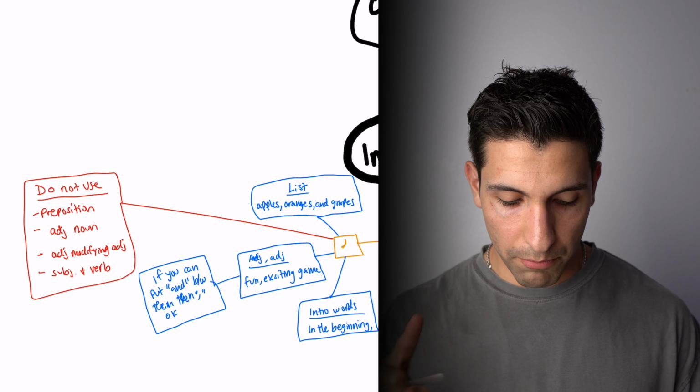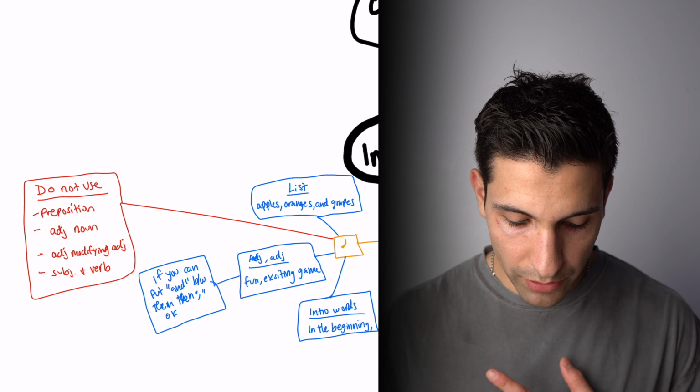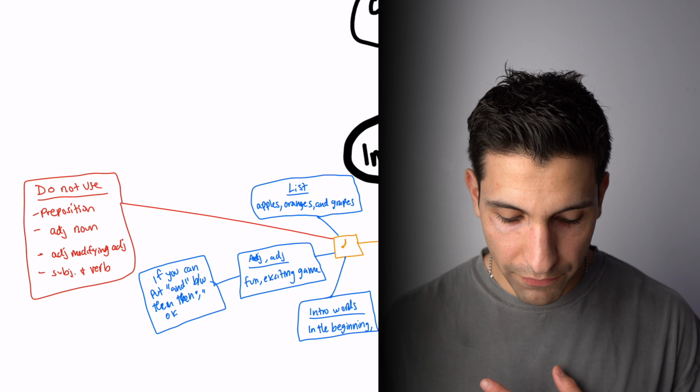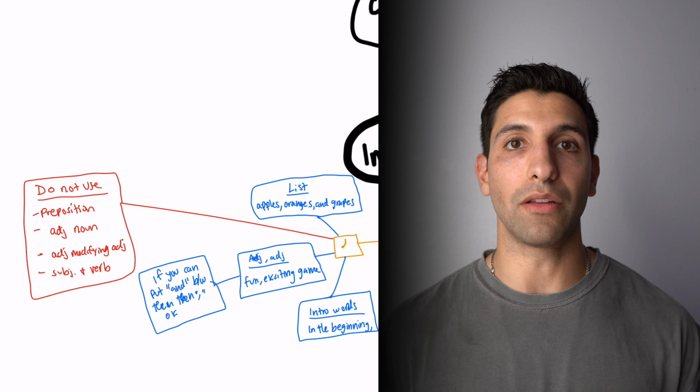We don't want to use it before a preposition. We don't want to use it between the adjective and the noun. We don't want to use it between an adjective modifying another adjective, and we don't want to use it between the subject and the verb, as we saw in the first example. But every other case should be just fine.